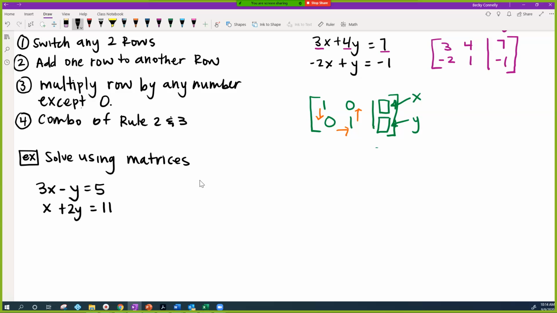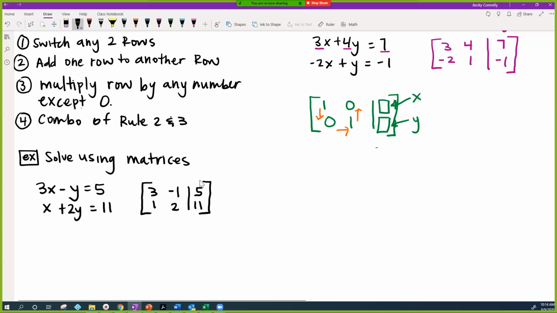Okay. So let's first write it as an augmented matrix. Across the top I'll have 3, -1. Be really careful to make sure that your signs are what they should be. So 3, -1, then 5, and on the bottom 1, 2, and 11.